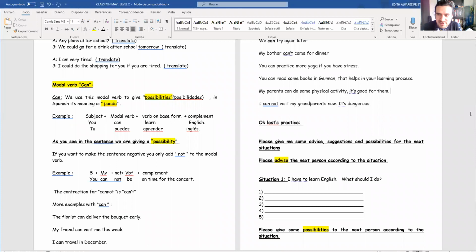And, esta es para ustedes. Translate. Hay que traducirlas ahí en Spanish. Translate. Entonces sería, my parents can do some physical activity, is good for them. That will be the sentence, possibility. I cannot visit my grandparents now. It's dangerous. Acá, este cannot tiene que ir pegadito. Okay? So, that will be the meaning for the three modal verbs.